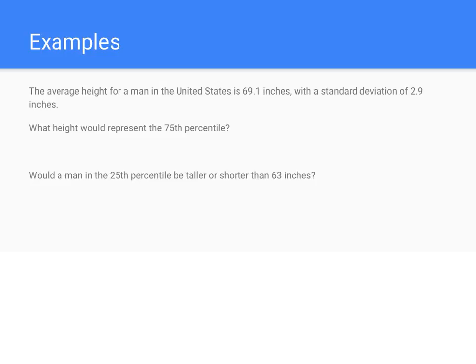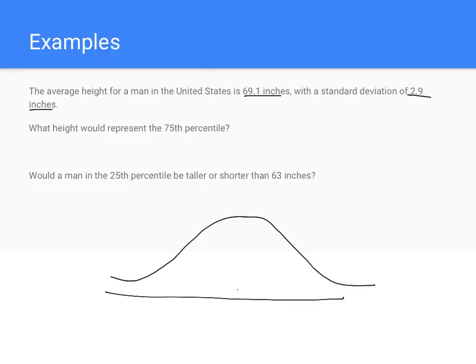You'll need your z-table for this, so make sure if you haven't grabbed a z-table that you grab one from me. The average height for a man in the United States is 69.1 inches with a standard deviation of 2.9 inches. If you imagine what our graph would look like, right here in the middle would be 69.1, and I'd be counting by 2.9 out. So 69.1 plus 2.9 is 72.